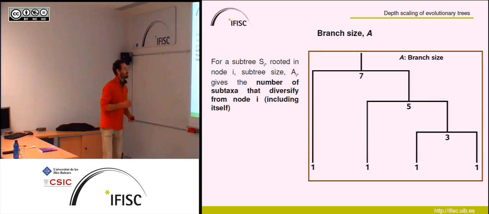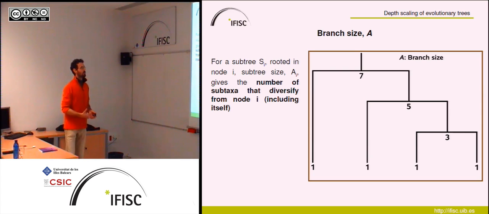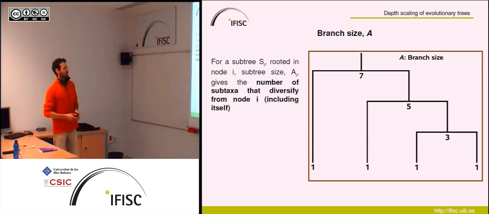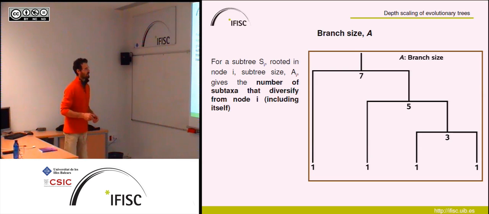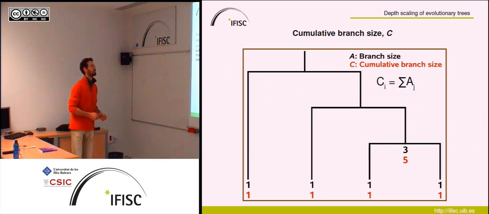The branch size, we define as the number of subtaxa that diversify from a certain node in a subtree or tree. So, for example, for this tree, the branch size of the tips is 1, while for the internal nodes, the branch size, or A, is for this subtree of 3 nodes, A is equal to 3, for this is 5, and for this is 7.